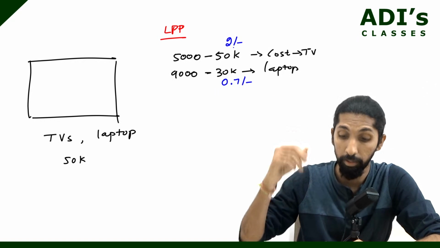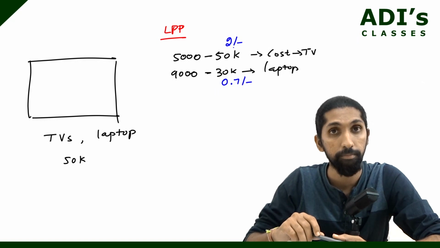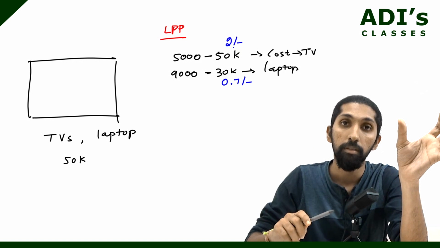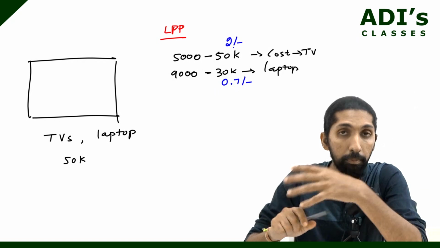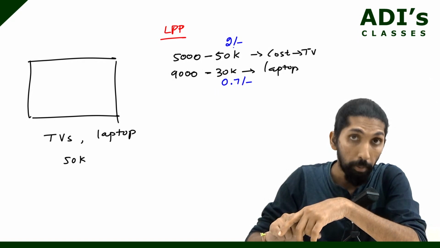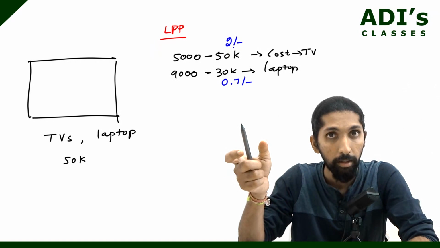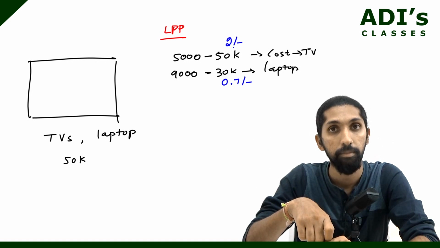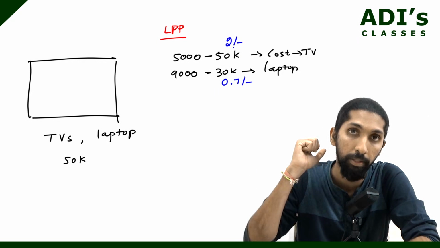And he can't say that I'm going to keep only the laptops because TV is going to give us more profit margin. So he has to keep these TVs also, and he also has to keep laptops, isn't it? But he has to keep them in a particular number in such a way that the profit is maximum, isn't it? So these are the type of problems you have in LPP.